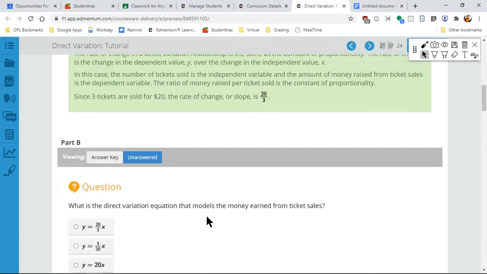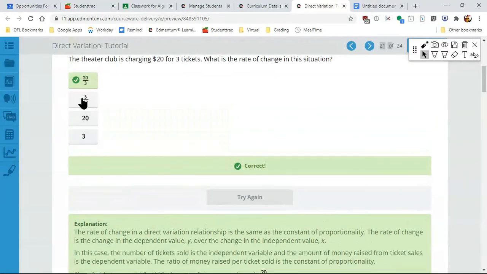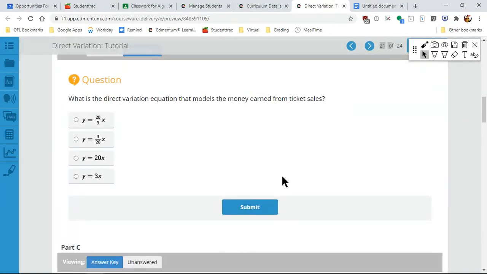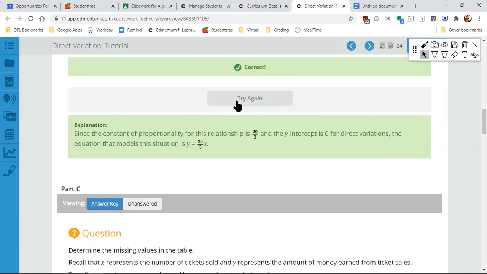Let's take a look at this one. So what's the formula? Well, we already figured out our slope. So our slope and our direct variation is the same thing. So we're going to do this again. Simple. Nice and easy. We're just plugging in our relationship. They call it proportionality. I just call it the slope. So that's all we're doing.